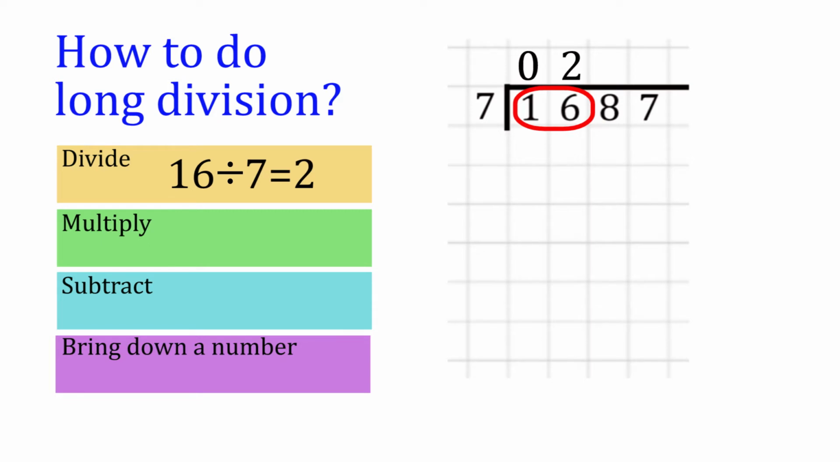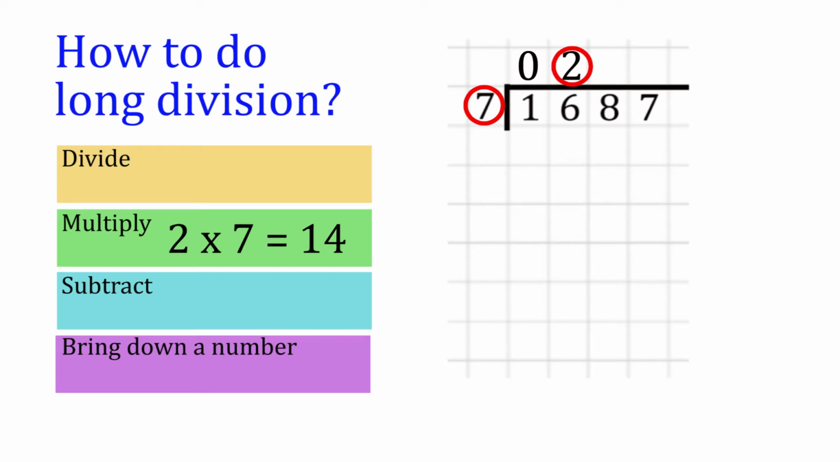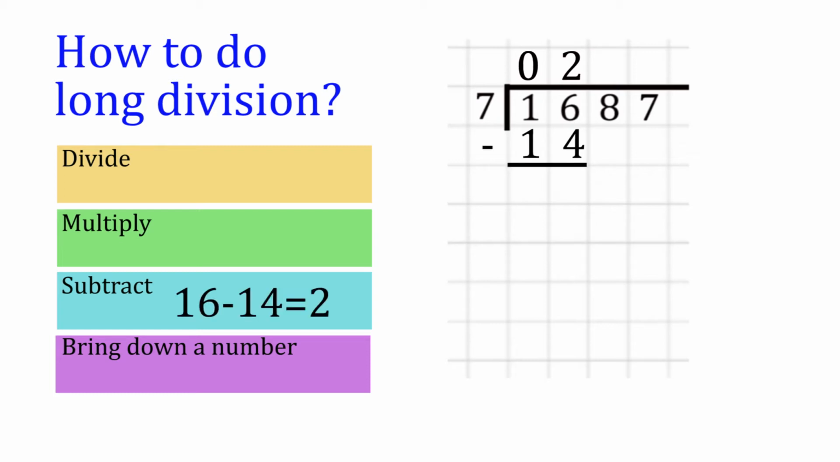Now that we have a non-zero, we can move on to the second task, multiply. We multiply this 2 by 7, which equals 14, and we write it below the 16. Now we move on to the third task, subtraction. We write a line under the 14 and we subtract 14 from the 16 above. This equals 2 and we write it below. Now we move on to the next task, bringing down a number. We bring down the next number, 8.